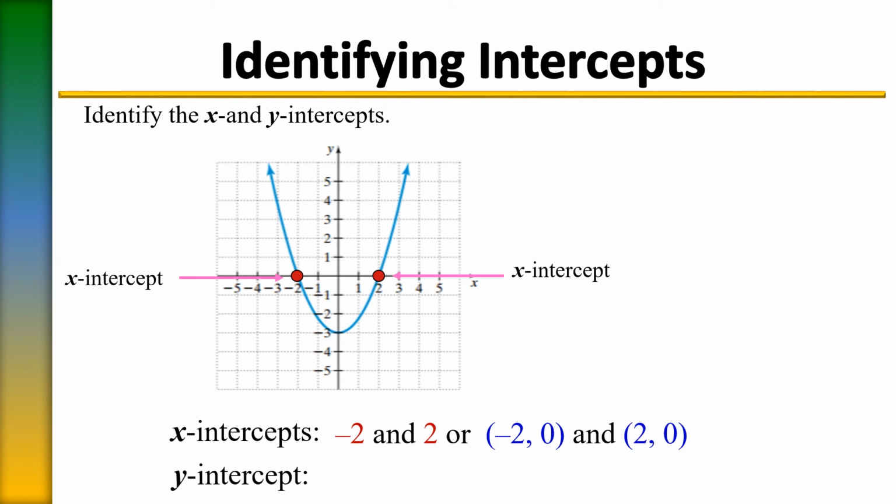How about the y-intercept, the point where it crosses or touches the y-axis? Did you say -3? If you did, then you are correct. If you want to give its specific location, sure, you can write it as 0, -3. But the y-intercept is at -3.